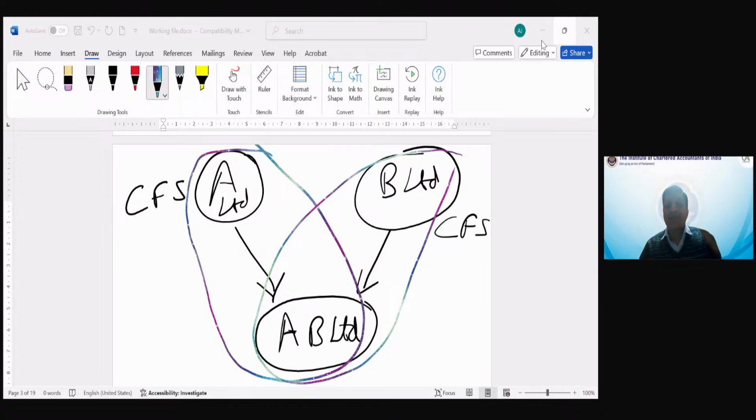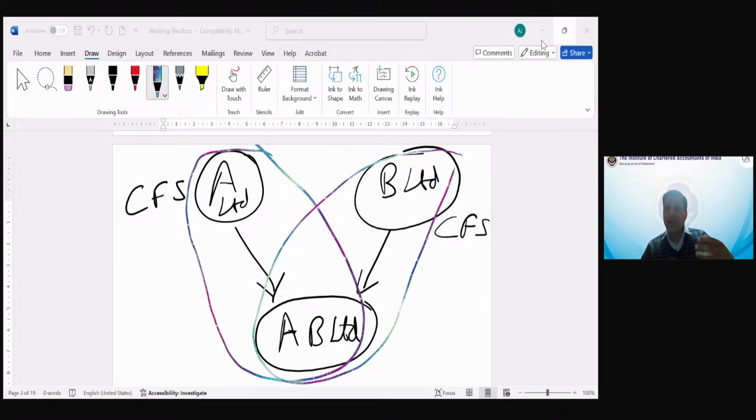One, that is of subsidiary. Second, that is of associate. And third, that is of joint venture. Okay, so this is the last one. So you should not think that, oh, there are a lot of other types of consolidations which are going to come. No, this is the third one and the last. Understood? So these are the three scenarios in which CFS will be prepared.